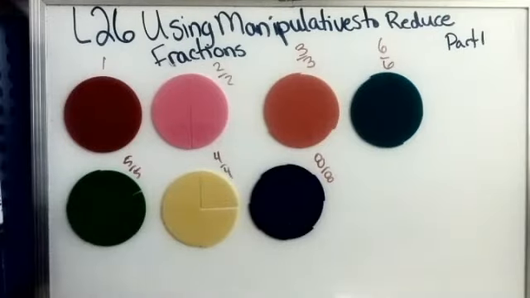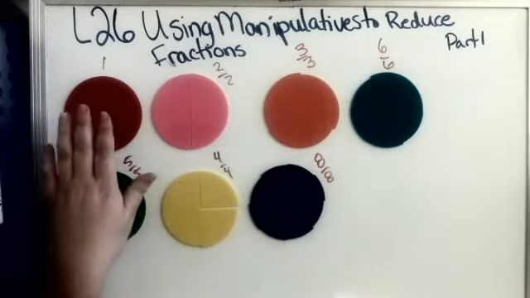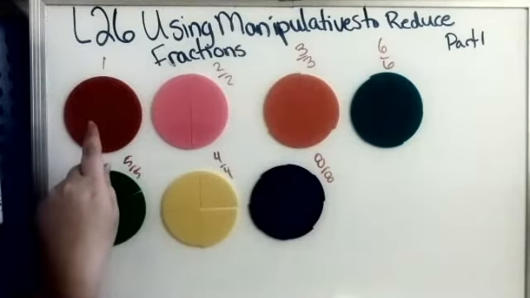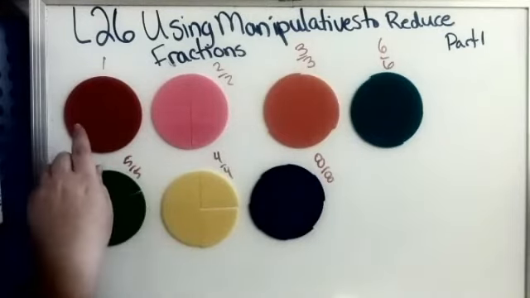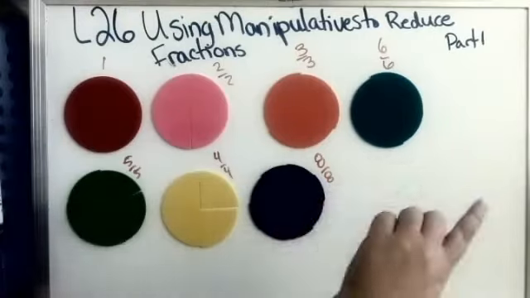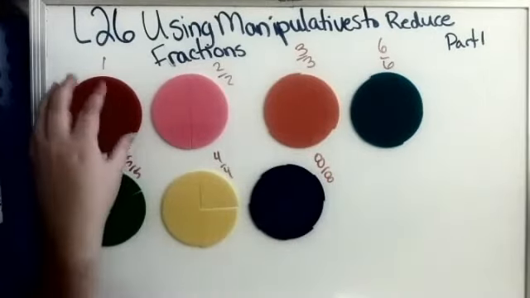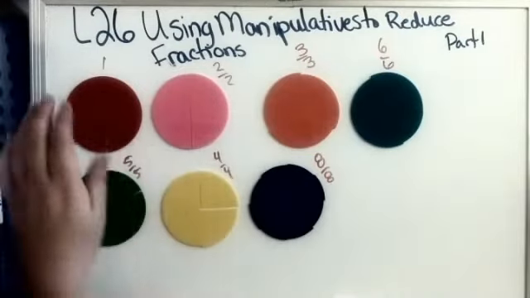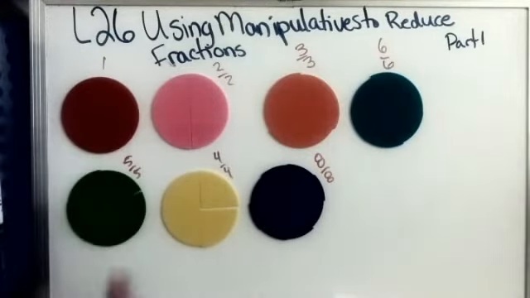So when you're looking to use manipulatives to reduce fractions, what you're looking for is equivalence. Equivalent means the same. So for example, all of these right now are equivalent to 1. 2 halves is the same as 1. 3 thirds are the same as 1. 6 sixths is the same as 1 because they all make a whole. As soon as I take one of any of these out, it's no longer equivalent to a whole. So that's what we're looking at, using equivalence.